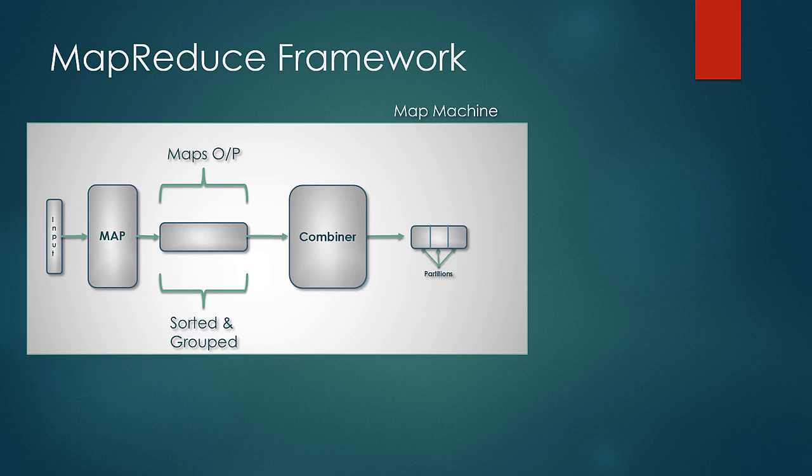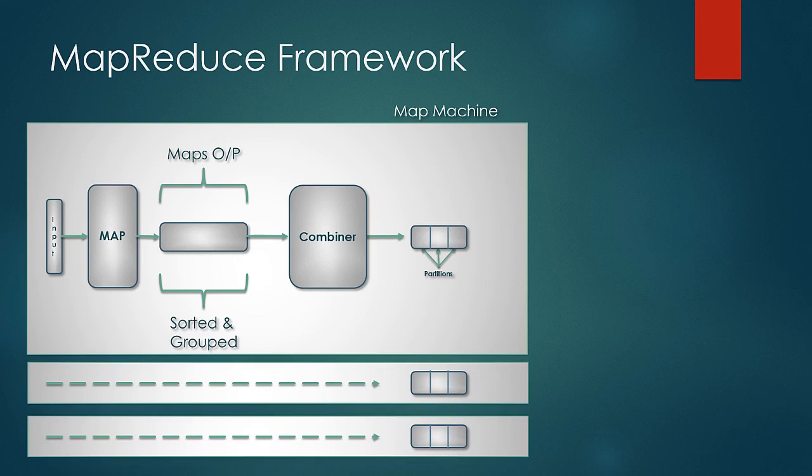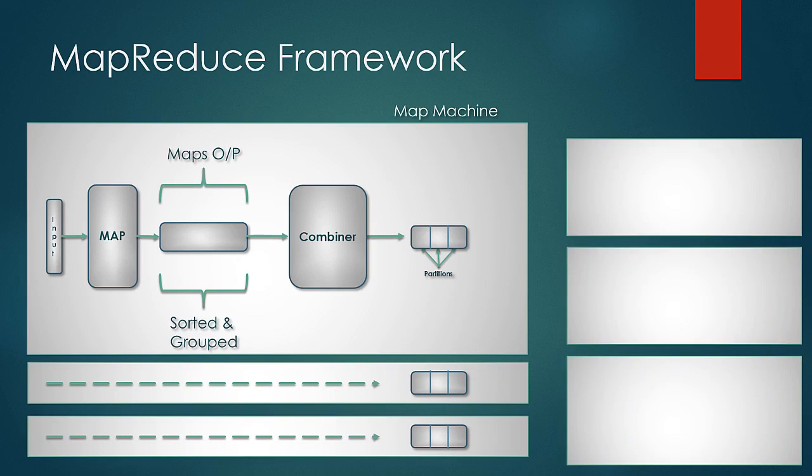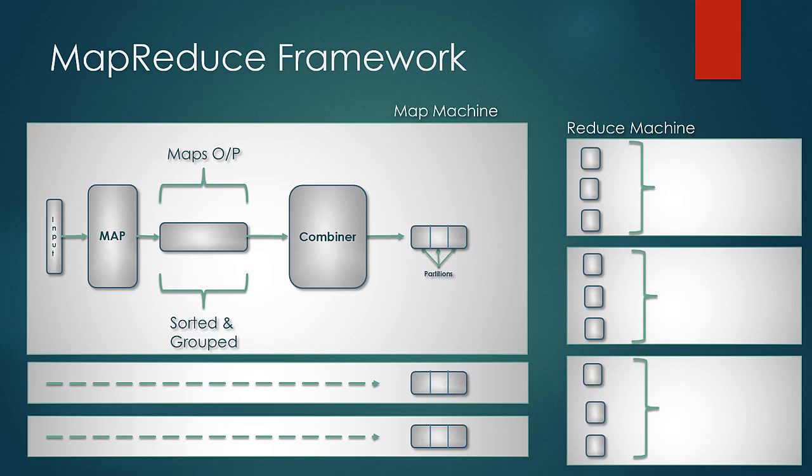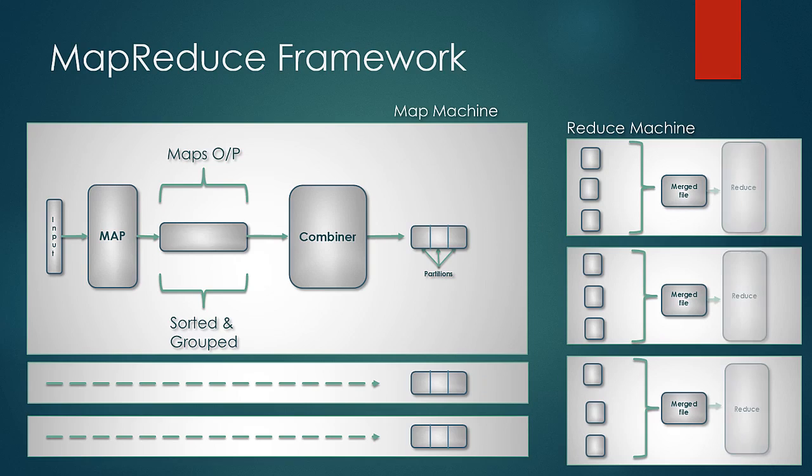Like this map task, there are many map tasks that would be running across the network. These partitions are sent to their respective reducers by Hadoop, and again the programmer need not code anything for this. On the reduce machine, Hadoop combines all the partitions and feeds the merged file to the reducer, and the reducer performs its logic to output the result.